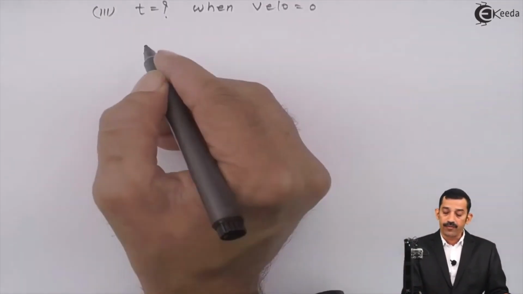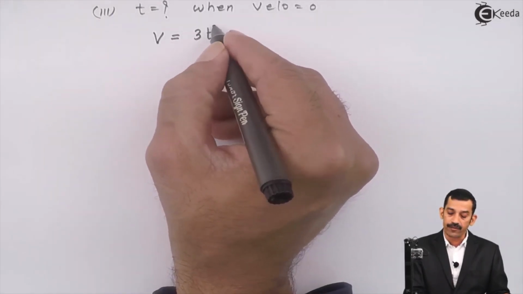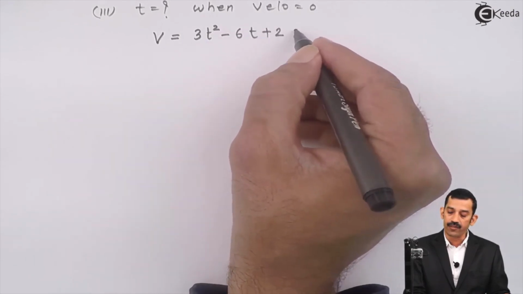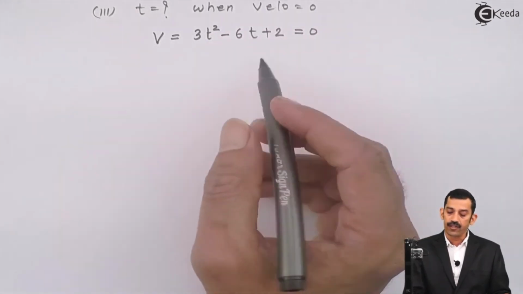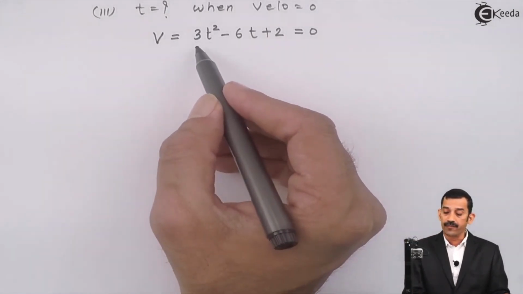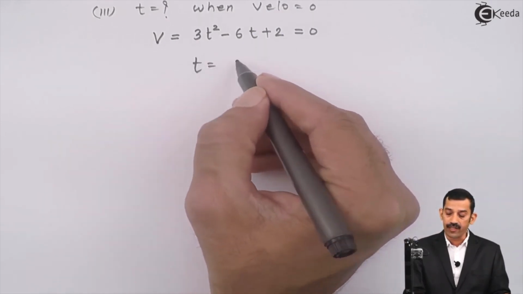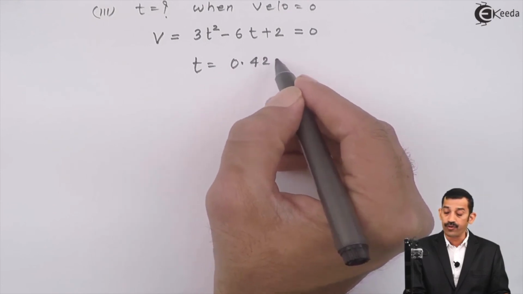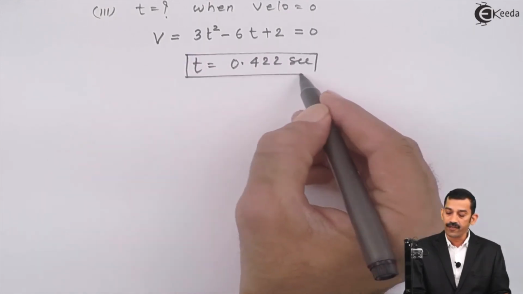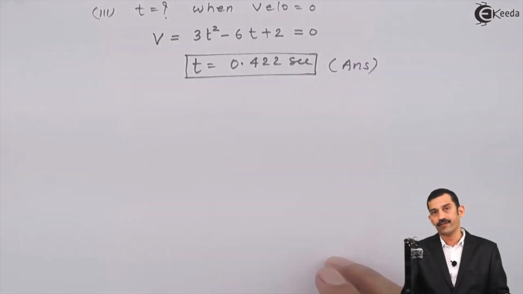If we write the equation of velocity as 3t² - 6t + 2, and this velocity is 0, you will get a quadratic equation in terms of time t. A is 3, B is minus 6, C is plus 2. The time t we get here is 0.422 second. This is your final answer. We have solved 3 parts in this problem. This one clear? Yes? Okay, thank you.